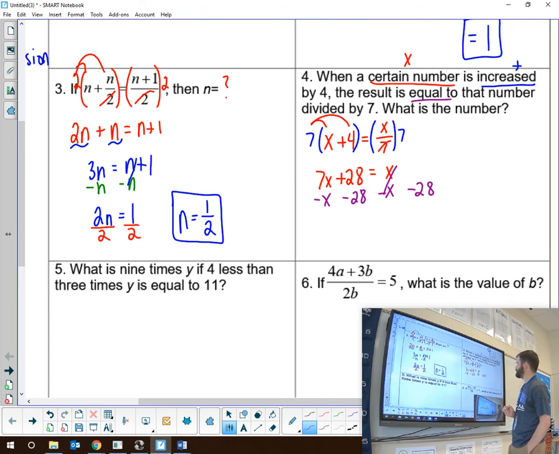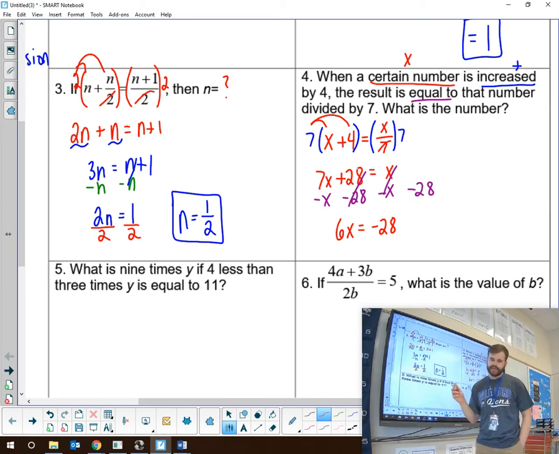X minus x is 0. 28 minus 28 is 0. 7x minus x is 6x. And then negative 28, it's just going to go on to the other side because there's nothing to add or subtract it to. So it's just going to be negative 28. So you have 6x equals negative 28.